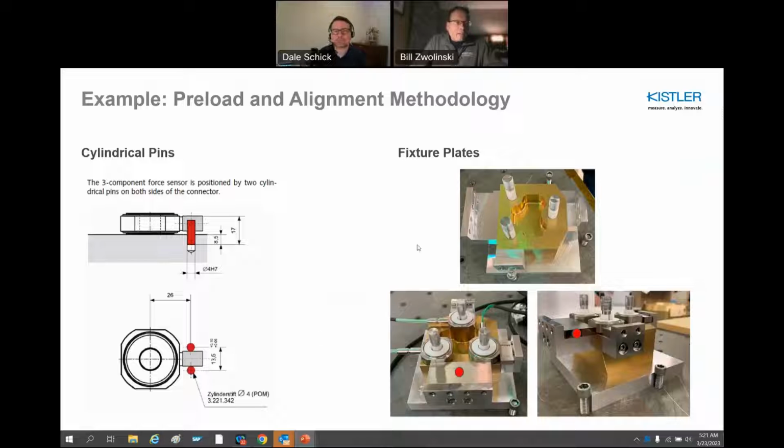Anyway, to align, you often use cylindrical pins around the connector, or in this situation, they built a fixture with the ability to actually press against the flats of the sensor to keep everything aligned. And at the end, once these sensors were preloaded, these fixtures were just unscrewed, and they were no longer part of the vibration fixture. So many ways to preload, but I like this latter case. It really is a cleaner approach, and it just takes a little care in the fixture design.